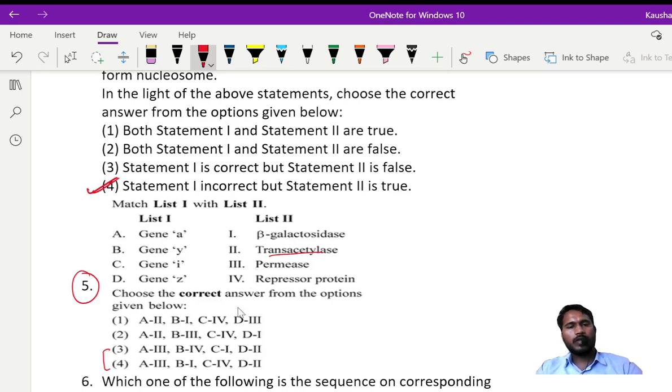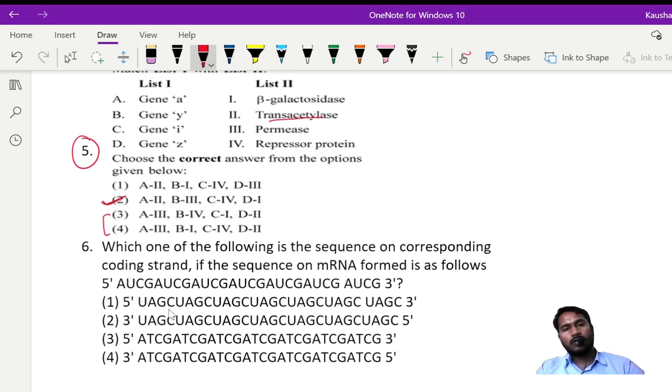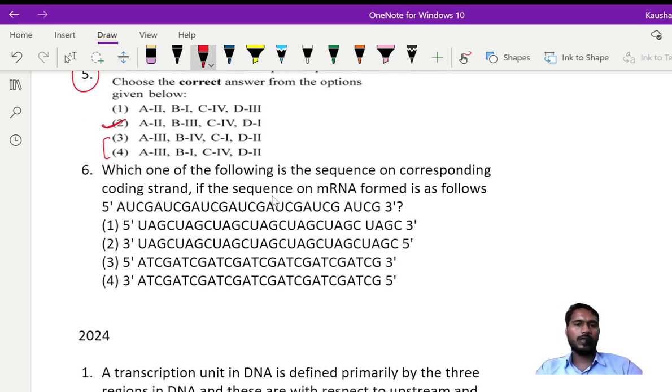So 3. If you don't know Y, then check for the C. Gene I is for the repressor gene. Now if this is both same, then you check for the D. Z is for what? Beta galactosidase. This is why I'm saying to check the other options. Sometimes if you don't know one, you will get an idea from the other options. So this matching should not be wrong in any physics, chemistry, and biology.